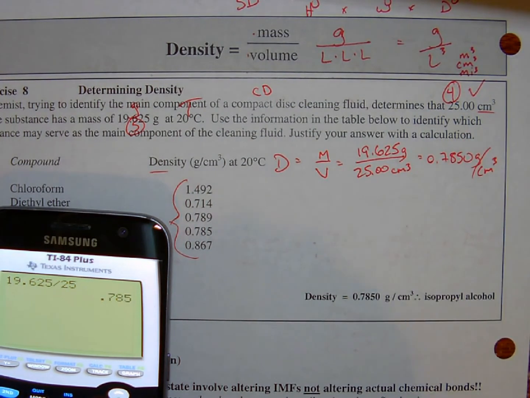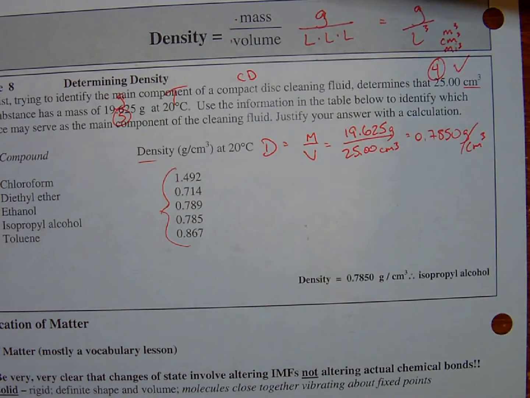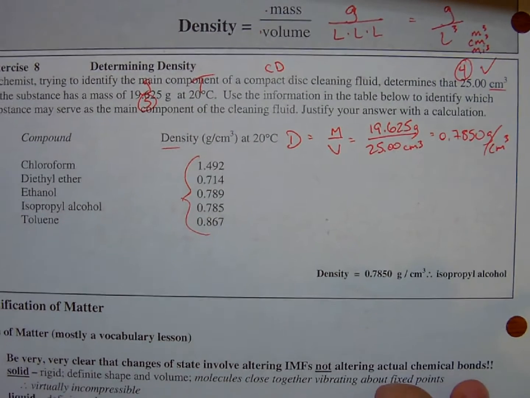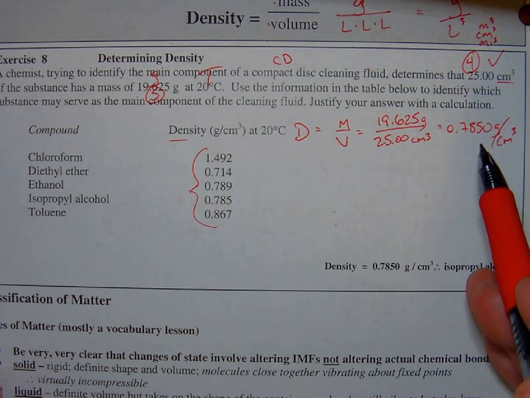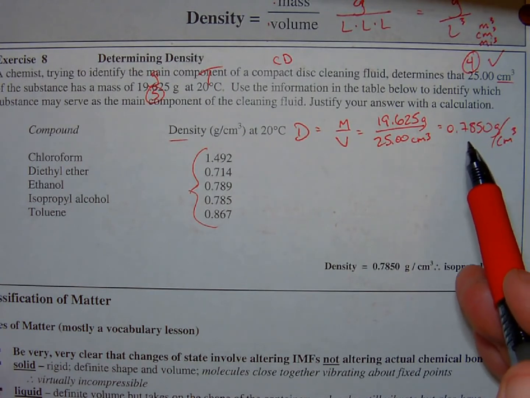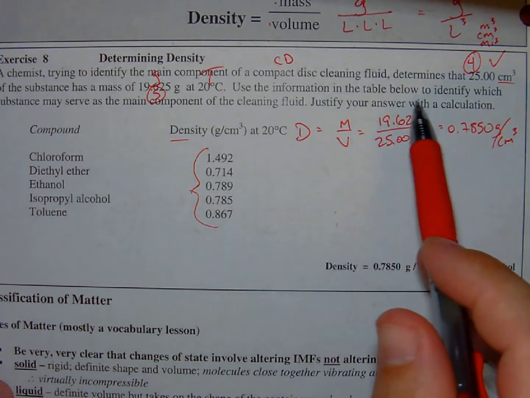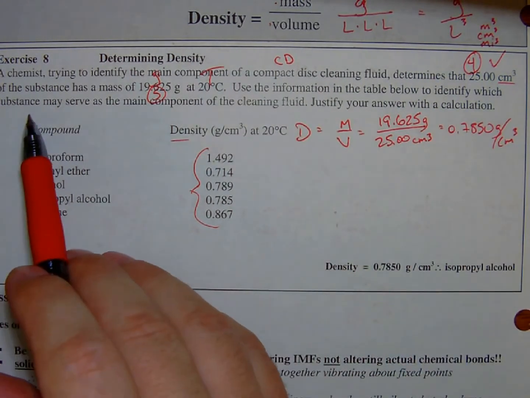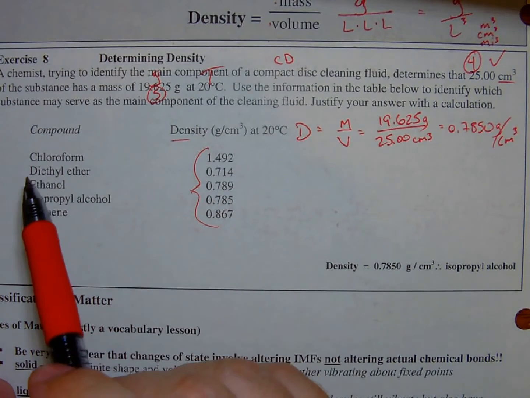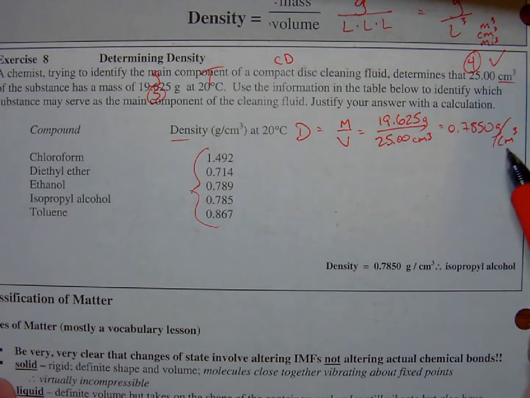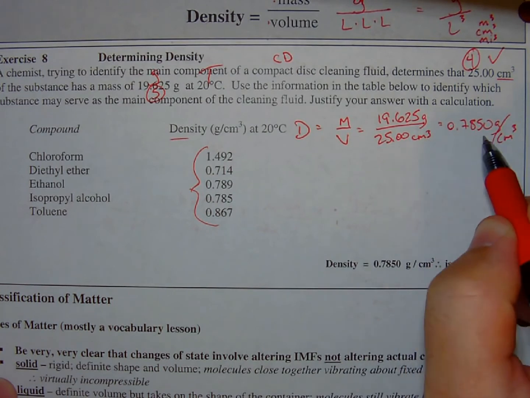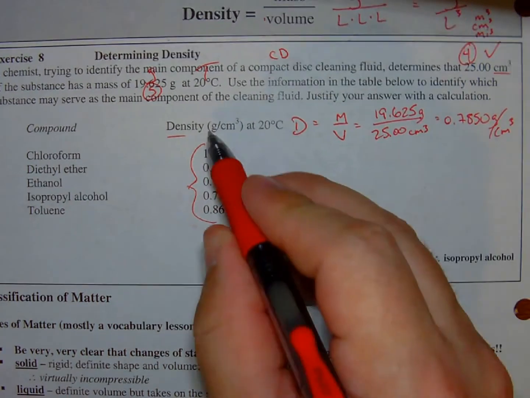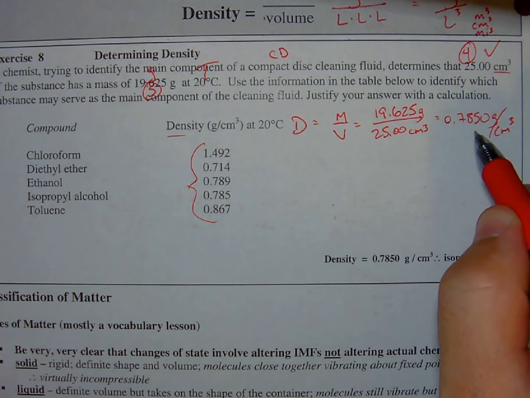You might think, oh, we're done. We are not done. So remember, this is very, very important when you guys are working on your exams. This is important information. You have to have this information to actually answer the question, but this is not the answer. Use the information in the table below to identify which substance may serve as the main component. We know that whatever ingredient that is in this cleaning fluid has a density of this right here. This value is the density. And so we need to find which one of these values most closely approximates this density.